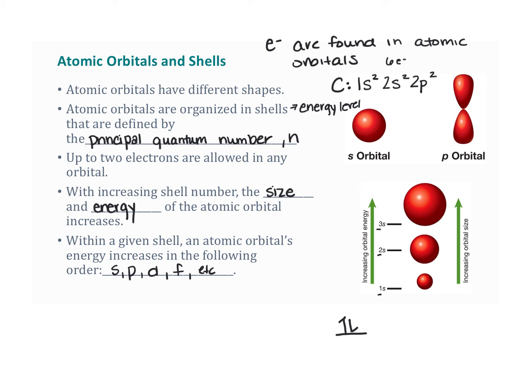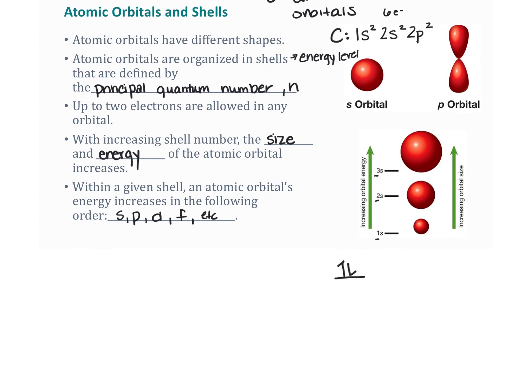Now, there are an infinite number of shells in an atom because we just assume that this number N can go from 1 to infinity. In reality, it goes from about 1 to 7, but that's just because we haven't quite discovered anything else. So in the first shell, where N equals 1, and so that's the 1 in front of the S, it only contains the S orbital.